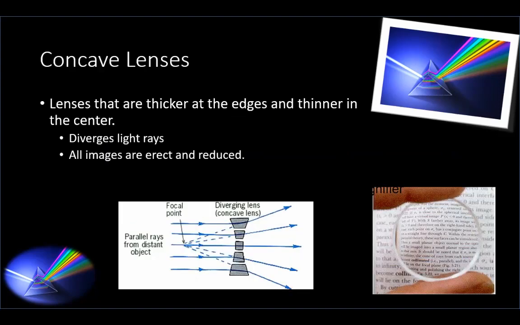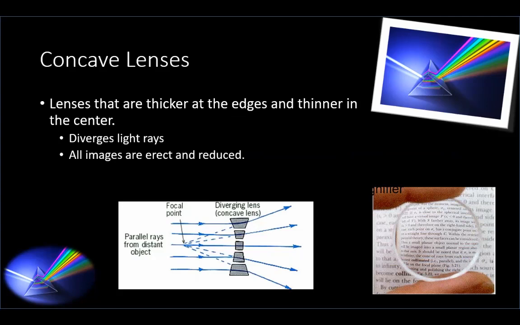Concave lenses are on the other end. If a convex lens is a converging lens, a concave lens is a diverging lens, making the light rays go outward. So what you'll typically see is that the print gets smaller, unlike what we saw with the convex lens, where the print got bigger.